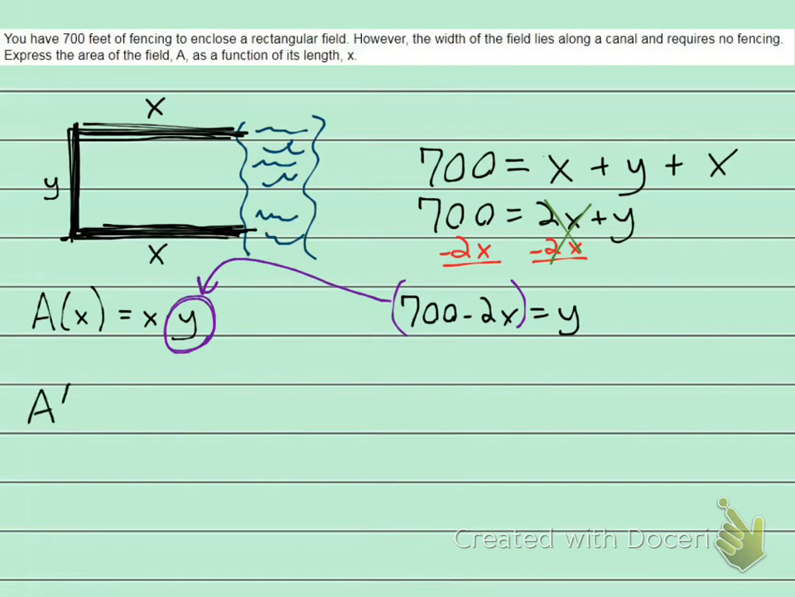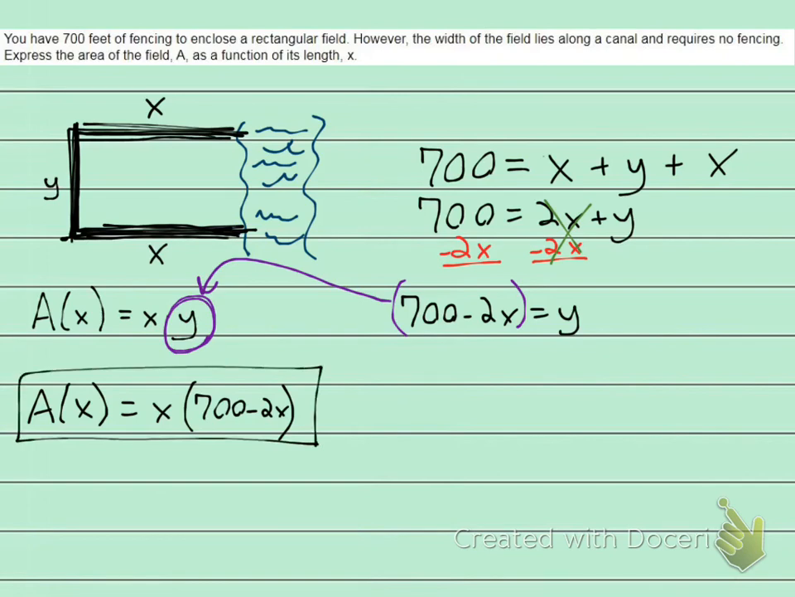So my area of the field is x times 700 minus 2x. And that's it. They're not asking me to plug anything in. They're just telling me to give them the area in terms of x. Done.